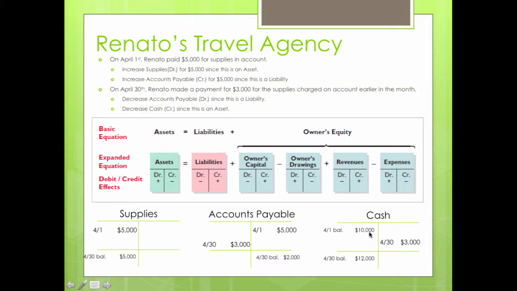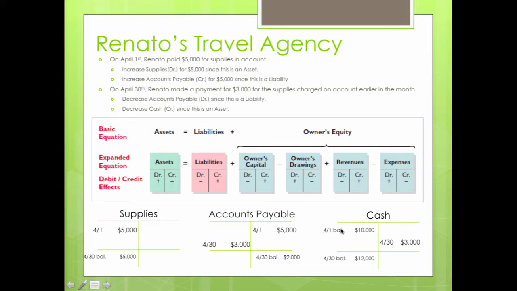Remember that when you open up a business, usually you invest money in cash, so there's usually a cash balance on your cash account. Perhaps there was none, so this balance could actually be a zero if there was $0 in the account. But in this example, it shows that the balance on April 1st was $10,000. And they put it in as a debit because if you look at the asset side, in order to increase the account, you do it as a debit.